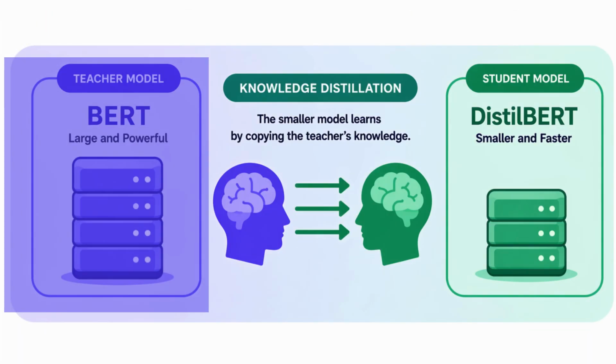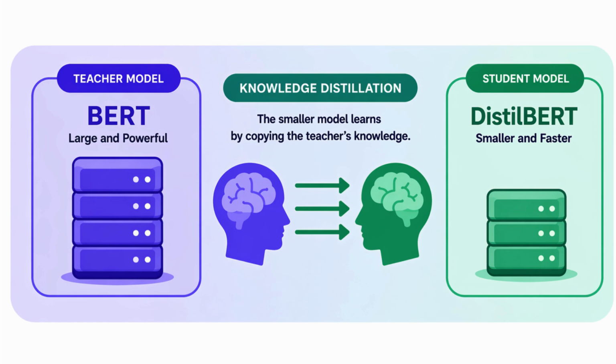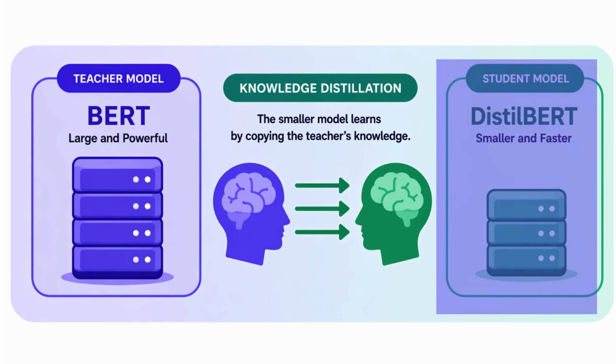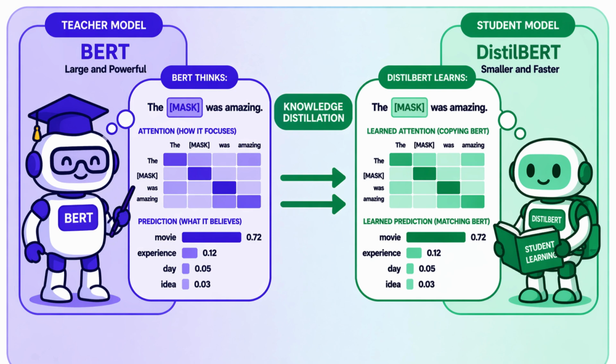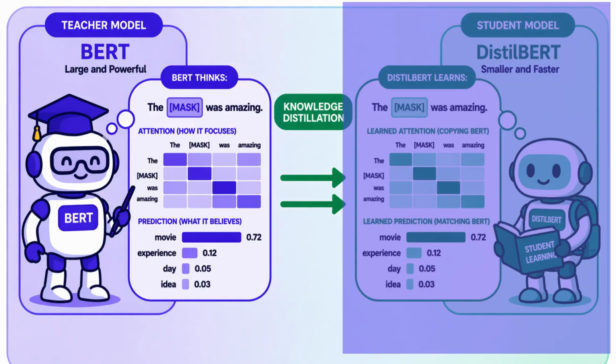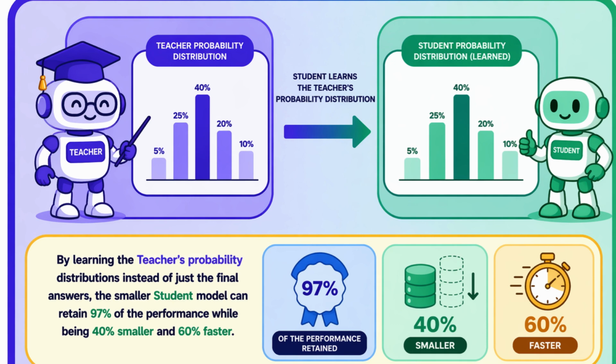However, BERT was often too large for real-time use. This led to DistilBERT, which uses a process called knowledge distillation. Think of it like a teacher model, BERT, showing a student model, DistilBERT, exactly how it thinks. By learning the teacher's probability distributions instead of just the final answers, the smaller student model can retain 97% of the performance while being 40% smaller and 60% faster.